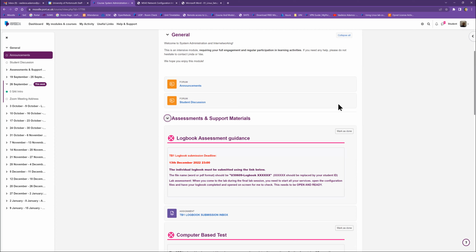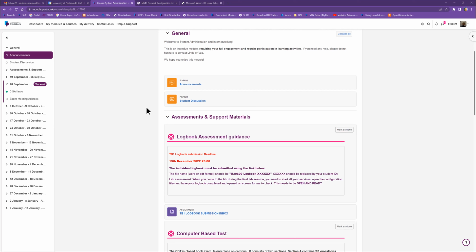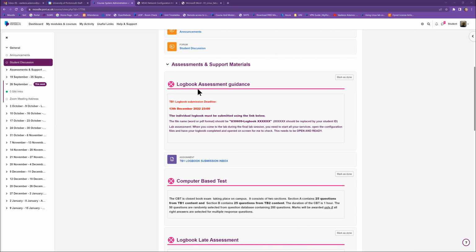This module is assessed by three items, three artifacts, as we call them. There is a logbook for me, there is a logbook for Linda, and there is an exam, a computer-based test at the end of the year, essentially in May, for both of the material that we did. There are brief instructions for the logbook assessment, and there is the logbook submission inbox. When the time comes, this is where you will go to submit your logbook.